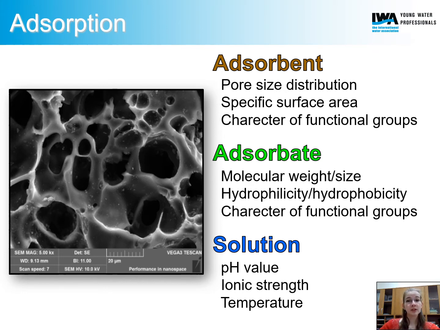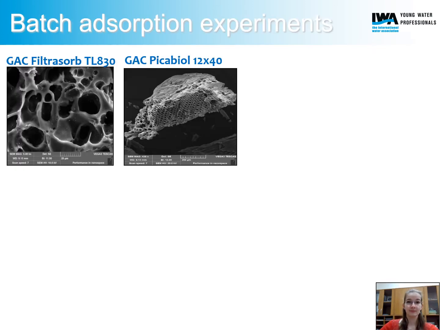The other influencing factors that I already mentioned are solution conditions, and one of them I investigated in more detail: the effect of solution temperature on the adsorption of algal organic model substances. For my batch adsorption experiments, I chose two types of granular activated carbon with different chemical and physical properties. You can see them in these two pictures.